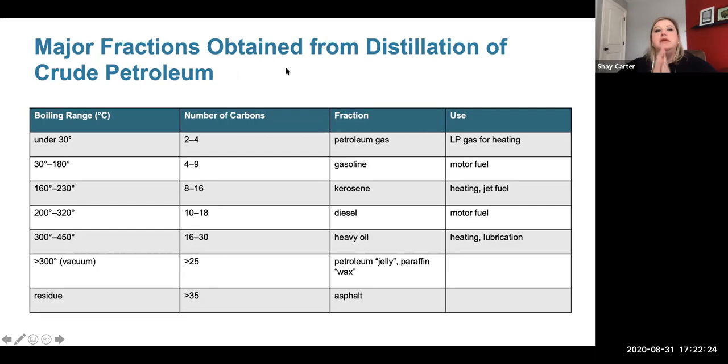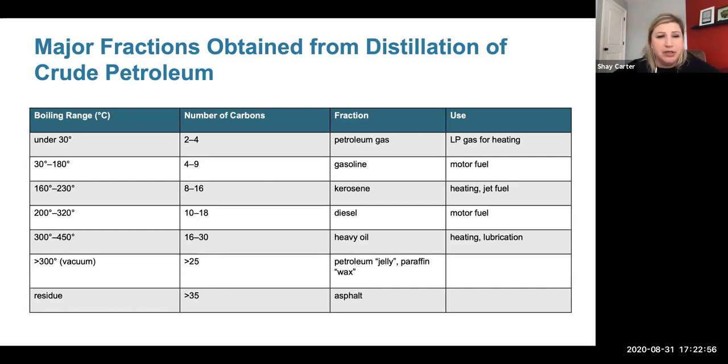Okay, major fractions that are obtained from distillation of crude petroleum. Crude petroleum is oil that comes straight from the ground. It's just the raw oil that comes straight from the ground. Here in our fractional column of our refinery, there's another name for these tall buildings. It'll come to me, I can't remember.